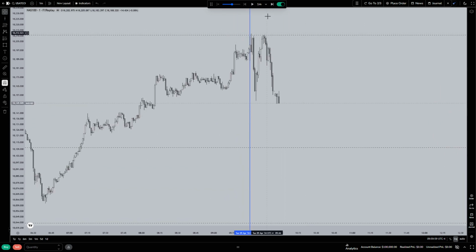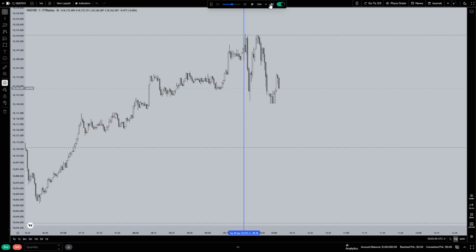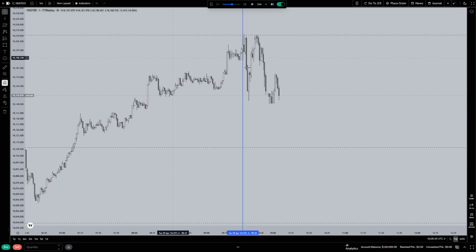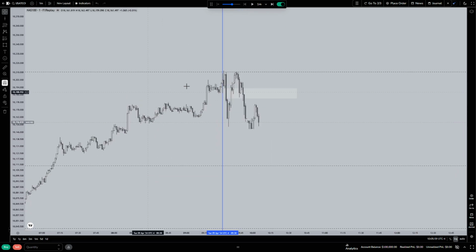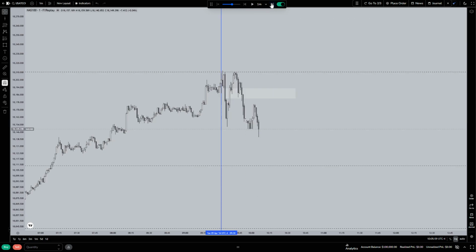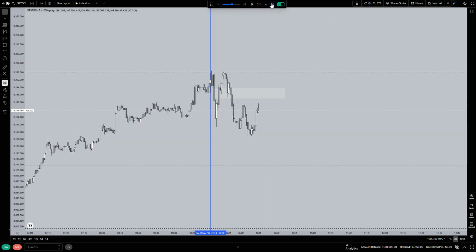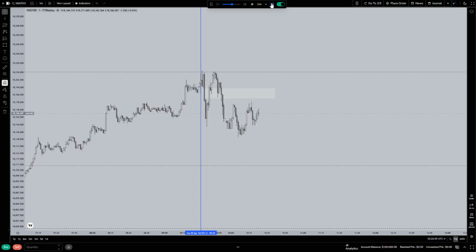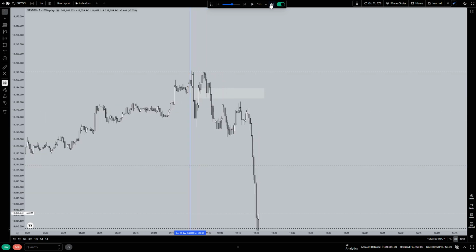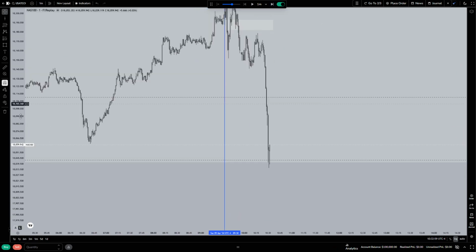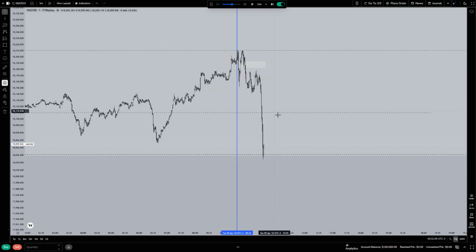So one side of the range has been swept. I want to look at a level, something like this, to go short off of. Now, you could have gone short here. If you had your stop here, you'd be very close to getting stopped out. But either way, I expect this now to just rush all the way down, just like this, to the other side of the range.